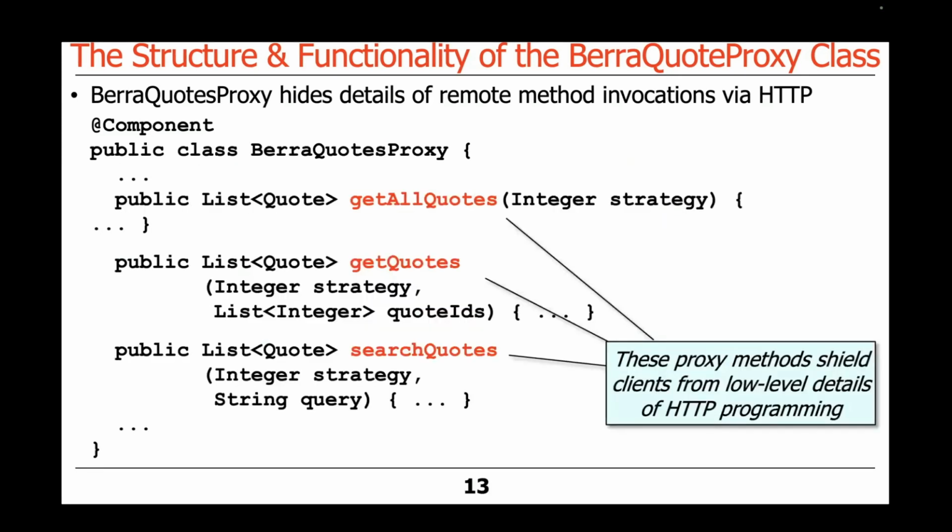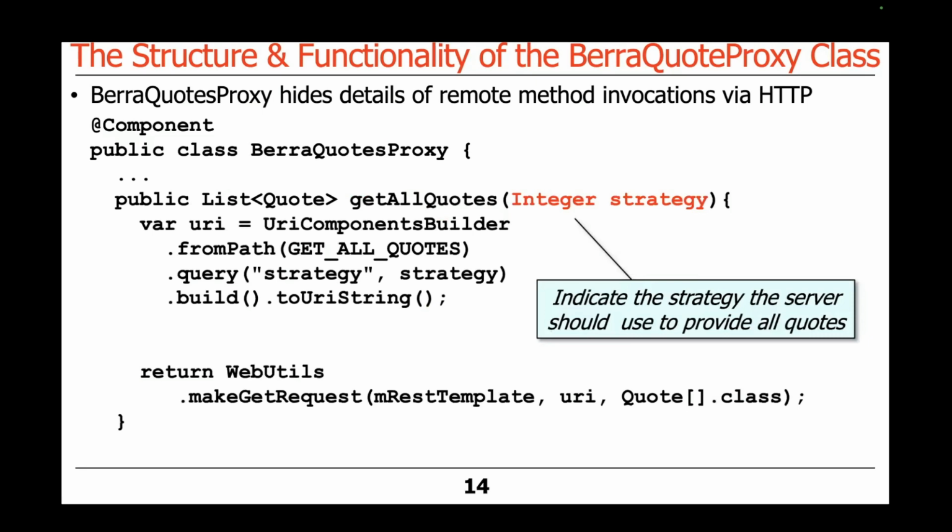Here are the proxy methods themselves. You can see here we have getAllQuotes, getQuotes, search quotes, and so on. These proxy methods shield all the rest of the client and the test driver from low-level details of programming with HTTP. So let's take a look at an example.